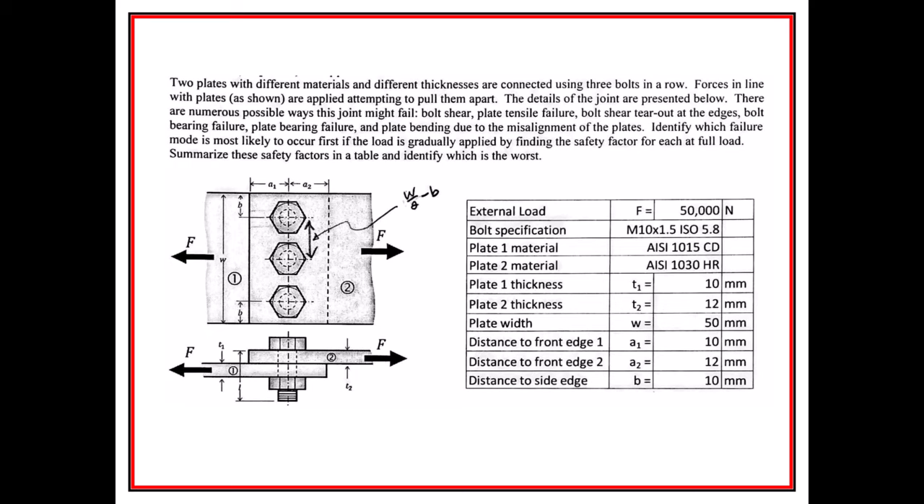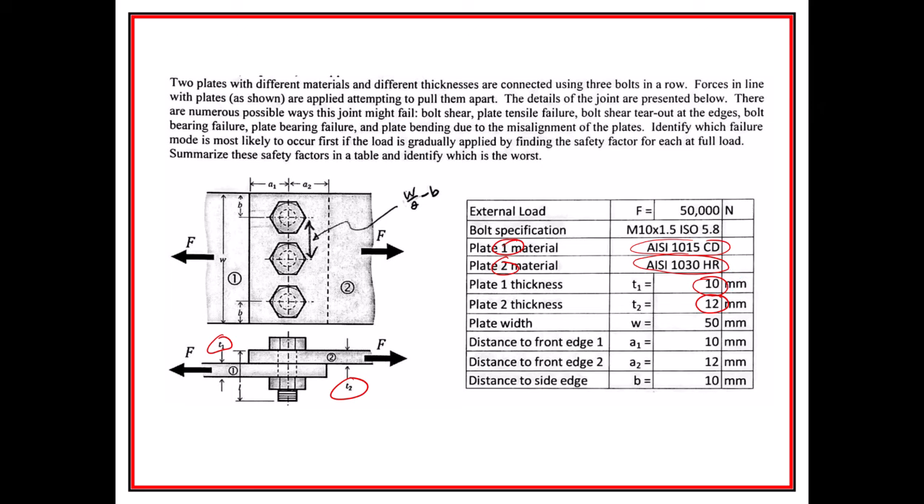So we have two different plates. They have two different thicknesses, T1 and T2, and I set it up in a table here. One's 10 millimeters and one's 12 millimeters. So they look similar, but they're different. T1, plate 1, is actually thinner. They're also made out of two different materials, where plate 1 is going to be made out of 1015 cold drawn. Plate 2 is out of 1030 hot rolled.